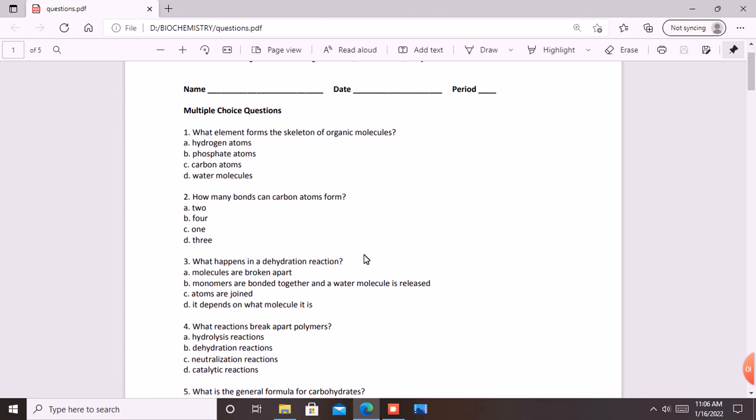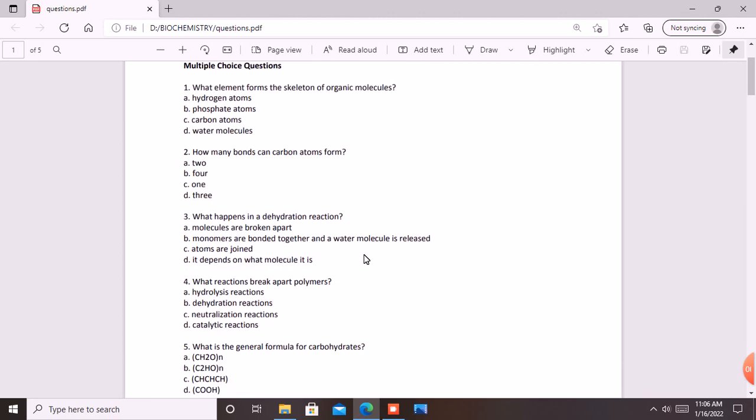Question 2 says, how many bonds can carbon form? Carbon can form 4 bonds because it has 4 valence electrons, from physical chemistry. So question 2, the answer is B.